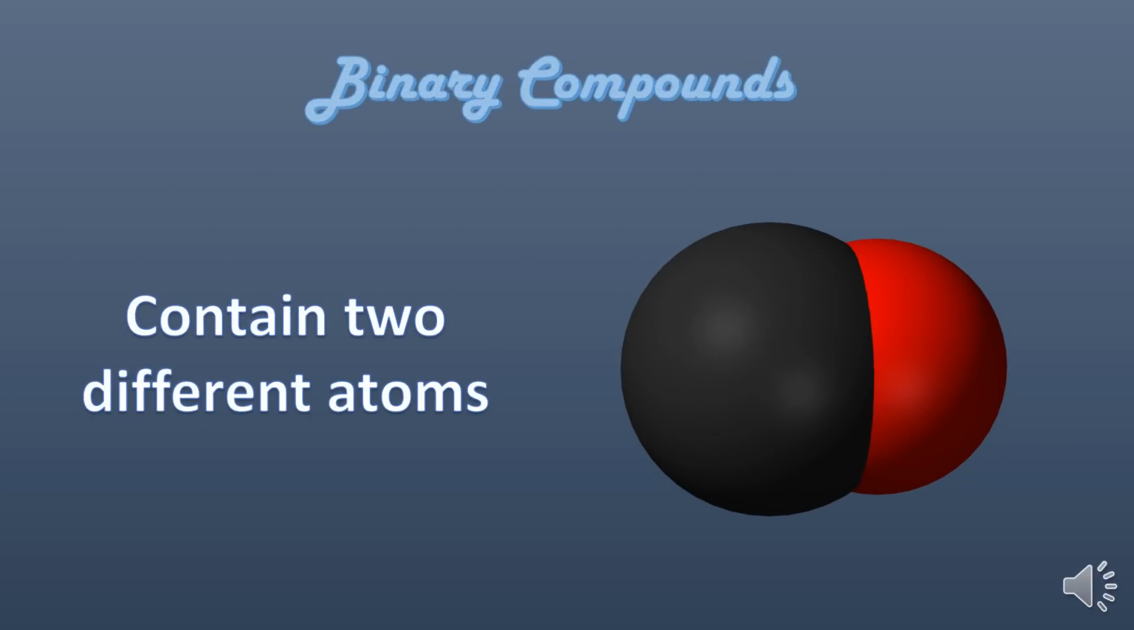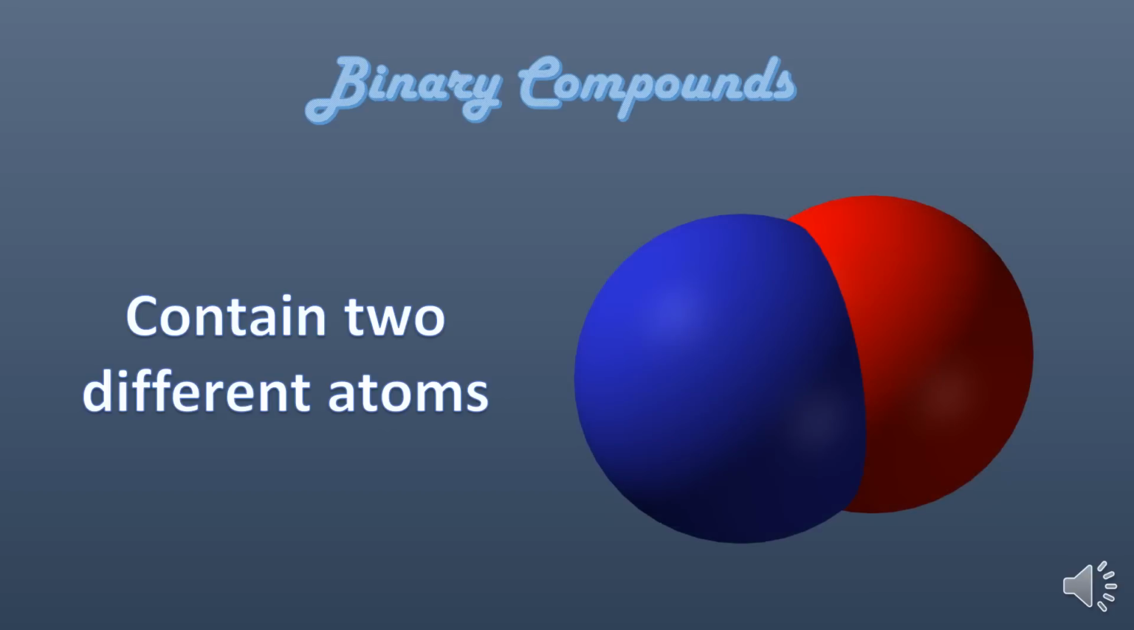A binary compound, by definition, contains two different atoms, two of them. So this could be like carbon and oxygen, giving us carbon monoxide. It has to have two different atoms to be considered a binary compound, with one exception, but I'll get to that with the polyatomics. Again, two different atoms.